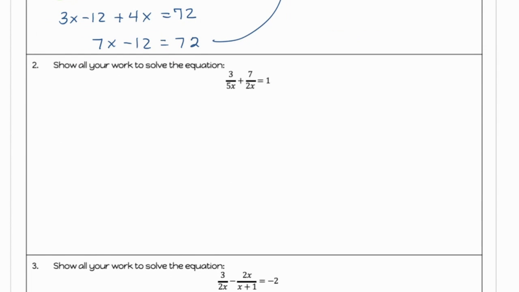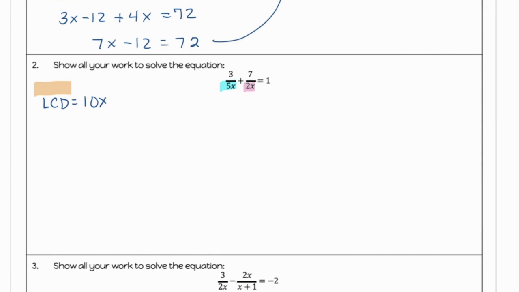First thing I'm going to do is identify my denominators. So this time I have a 5x and I have a 2x. I see that they both contain x, which is telling me that the only thing I'm really looking at is the 5 and the 2. So I'm going to identify that LCD again. The least common denominator of 5x and 2x is 10x.